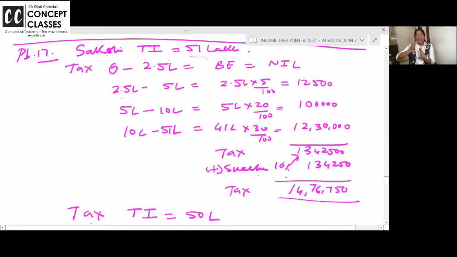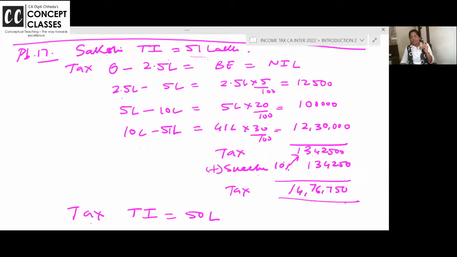Yes, 50 lakhs to 1 crore. Oh, you are earning too good, pay surcharge. Oh, your income is less than 5 lakh, go for rebate. I hope you remember this dialogue. How much surcharge? 10% on 13 lakh 42,500, and tax is coming to 14 lakh 76,750. Pause. Don't add the ESES here.